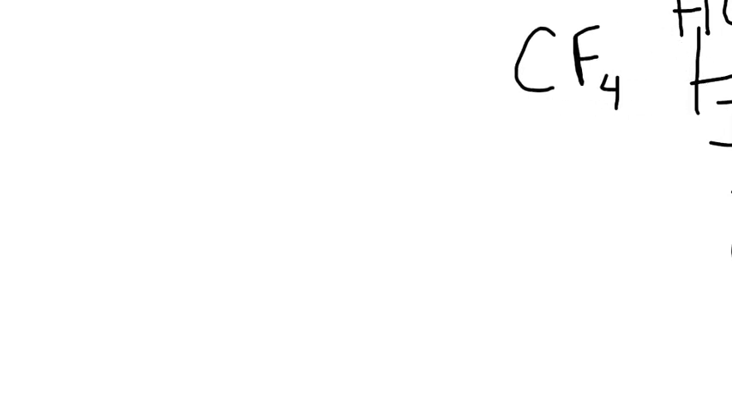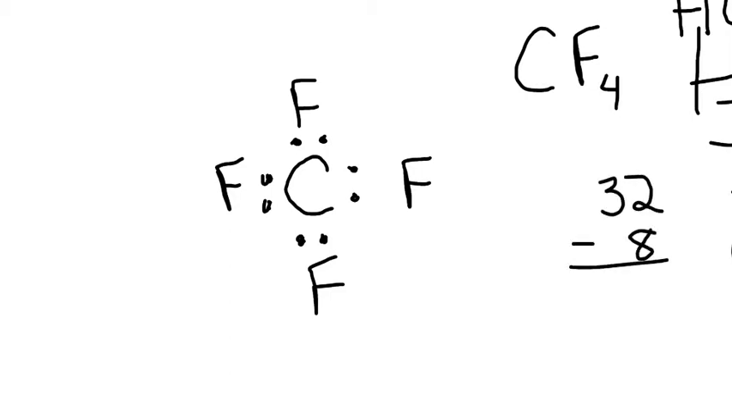Since there's only 1 carbon, I'm going to put it in the center, and the 4 fluorines I'm going to put all around that central atom. So first I'm going to distribute 8 electrons, or 4 pairs, to create the bonds between the carbon and the fluorines. Remember, I had 32, and I've just used 8. That leaves 24. If I distribute that equally to all 4 of the fluorines, then that allows me to give each of the fluorines 6 electrons each.